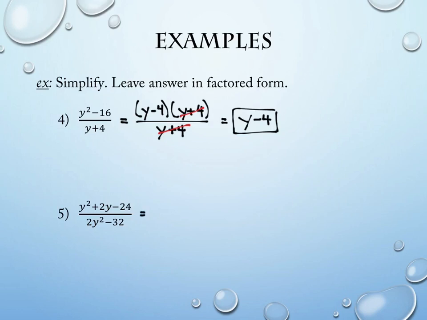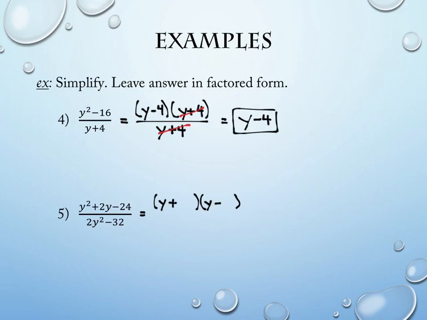How about number 5? How will the numerator factor? Well, it's a trinomial, so I'm going to have 2 sets of parentheses. Lucky for us, it has a 1 at the beginning, so I have y and y. The negative 24 at the end means the signs are different. I'm going to need one of each of the signs. Now I need two numbers that multiply to 24 and subtract to 2.